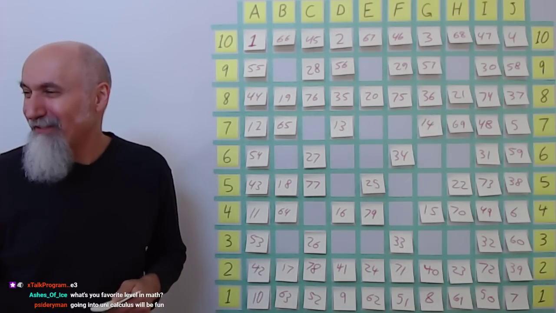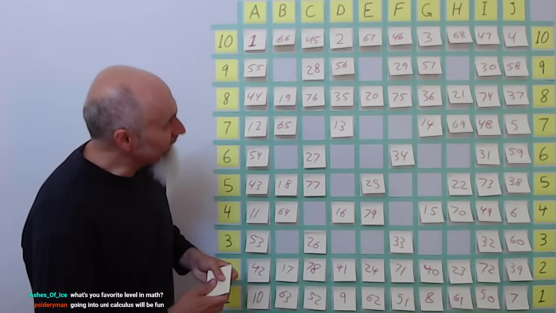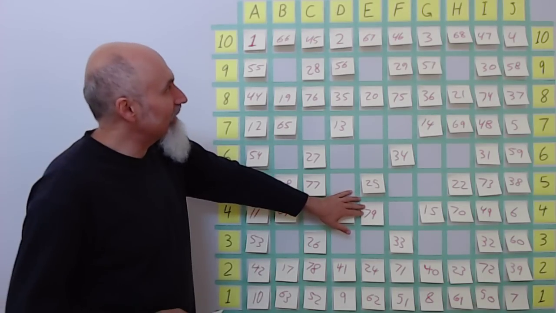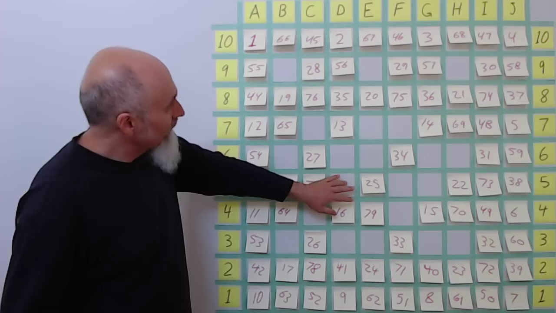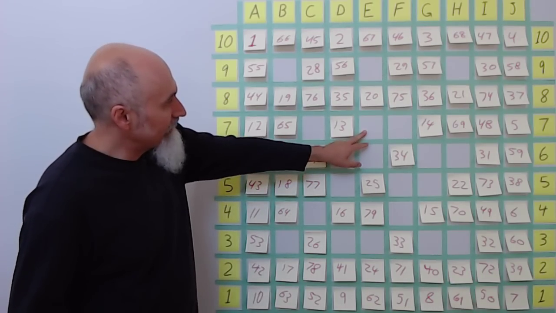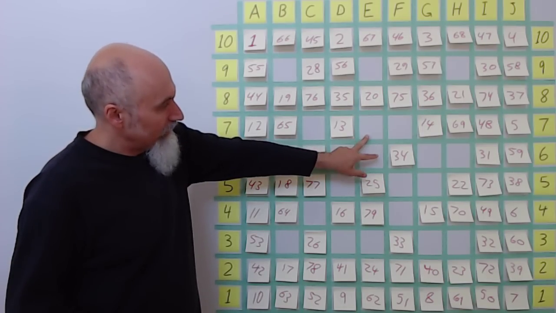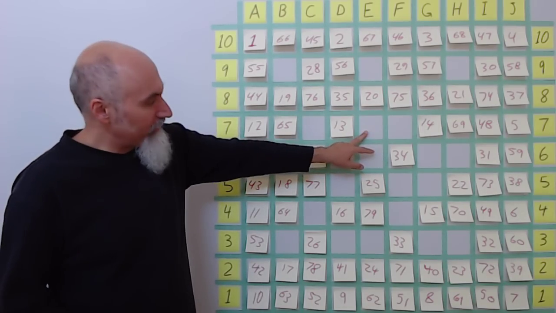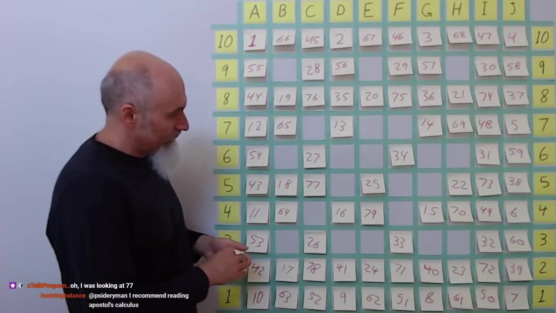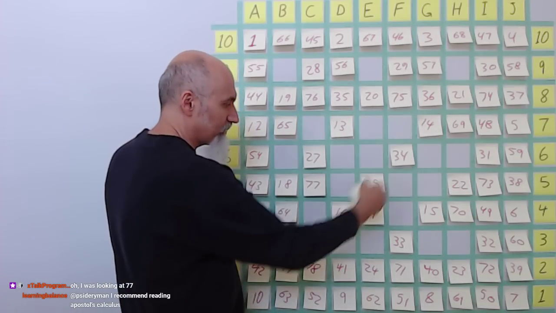E7, G5, E3. E3. Is that where we are? Where are we at? 79. Did we do already E7? E7, G5. And then E3. Okay, so we're totally changing our pattern now to a certain degree. Well, I guess we're still going this way.